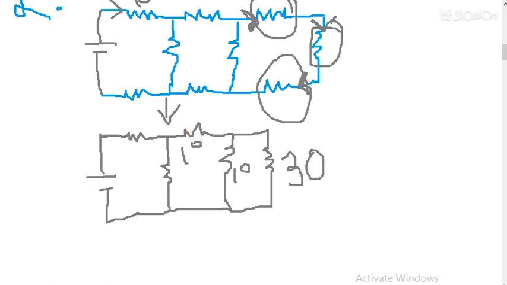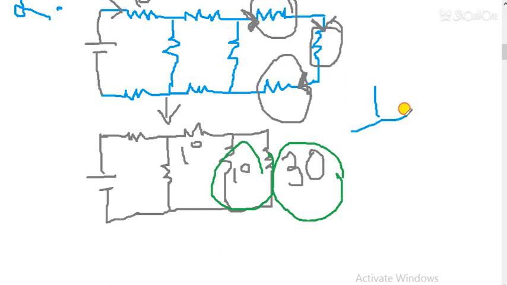All others are 10. Now students, you can see the concept here: this 30 and this 10, both are in parallel combination. So what I can do here, I will combine this 30 and 10. When I combine them in parallel, I will get 1 by 30 plus 1 by 10 equal to 1 by Rp.